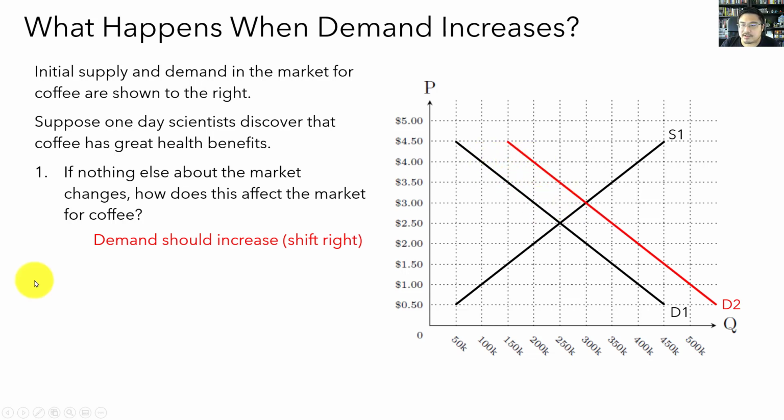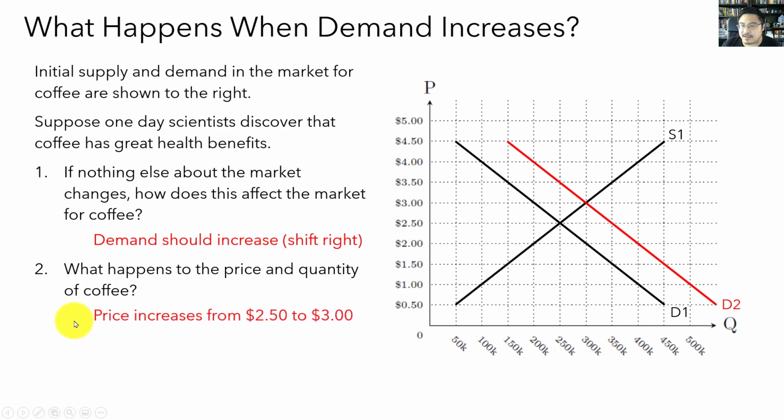And so what does this do to the price and quantity of coffee? Well, we simply look at where the new demand curve intersects the supply curve, and we see that price went from $2.50 in the old equilibrium to $3 in the new equilibrium, and quantity went from 250K in the old equilibrium to 300K in the new equilibrium. So our answer is that price increased from $2.50 to $3 and that quantity increased from 250,000 to 300,000.